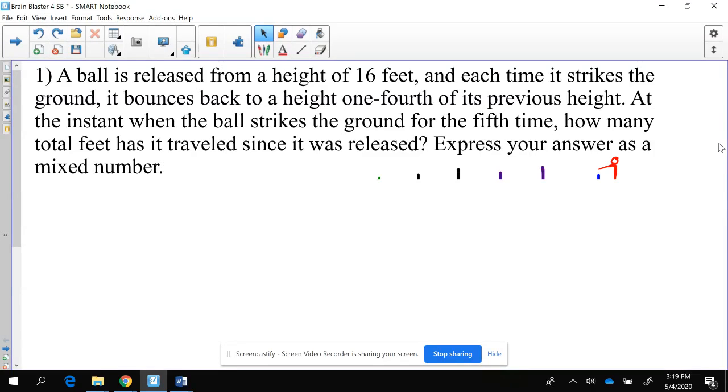Hey everybody, we're going to go over Brain Blaster number 4. Just the answer key, we're going to get right into it because there were a lot of problems that were very difficult. Number 1, a ball is released from a height of 16 feet.